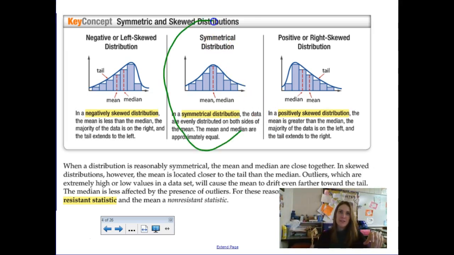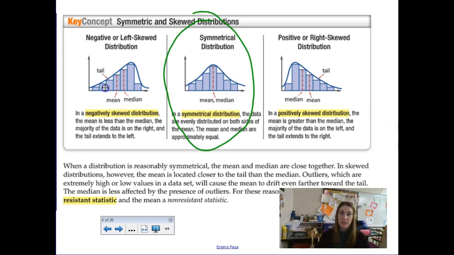So when I look at this distribution that's in the middle, your textbook calls this a symmetrical distribution, but later on in the distribution section that comes next, we're going to talk about that being a normally distributed graph. So the mean and median are both in the middle of your data set, and then it's symmetrical on both sides. So it's not skewed or pulled in one direction or the other.